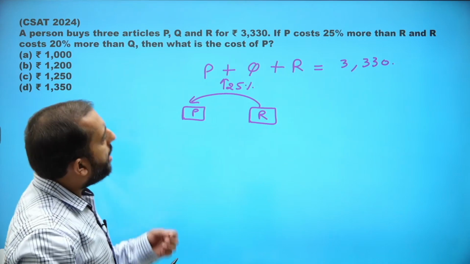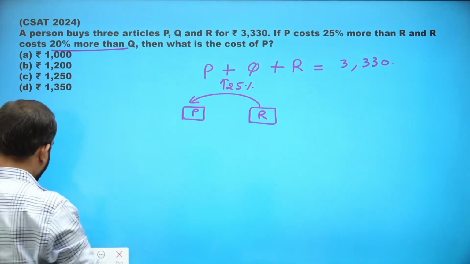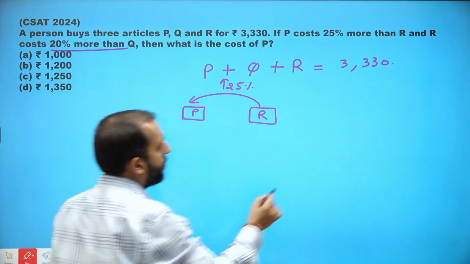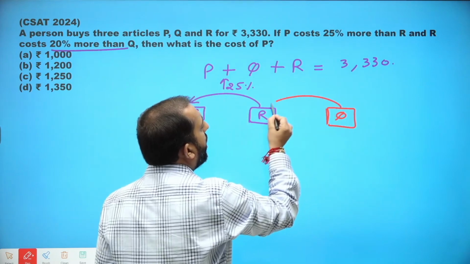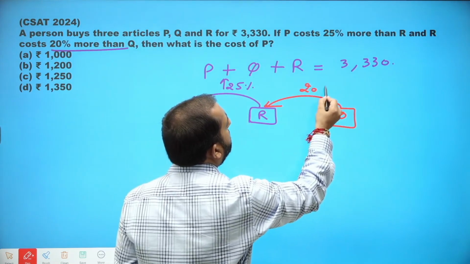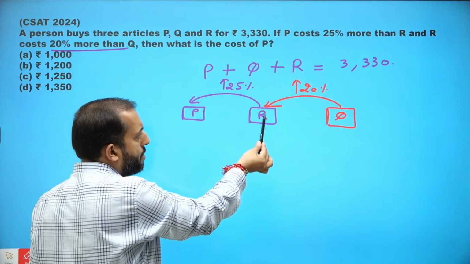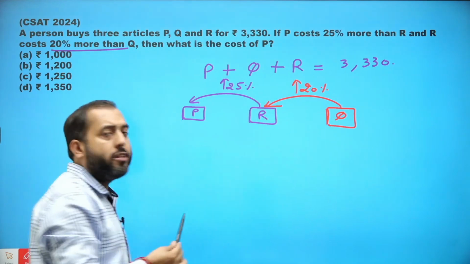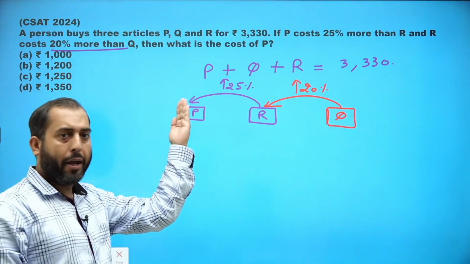The next line says, and R costs 20% more than Q. So in comparison to Q, the cost of R is 20% more. For P, R is the base; for R, Q is the base. So in this question also, you can see the flow of data is from Q to P.